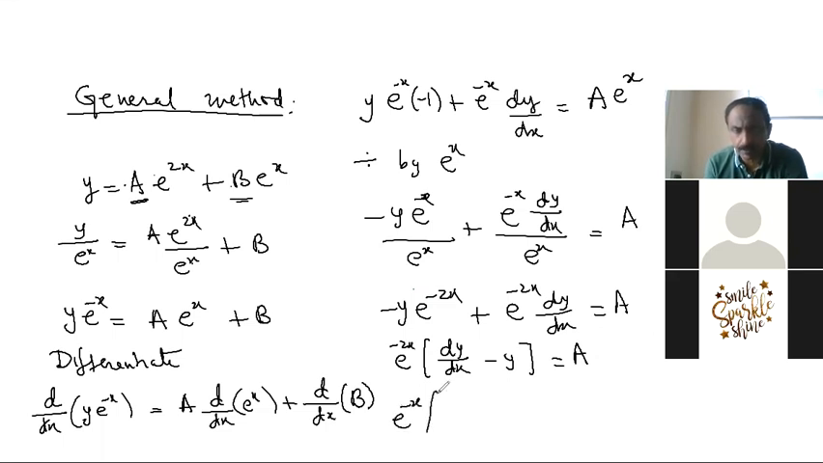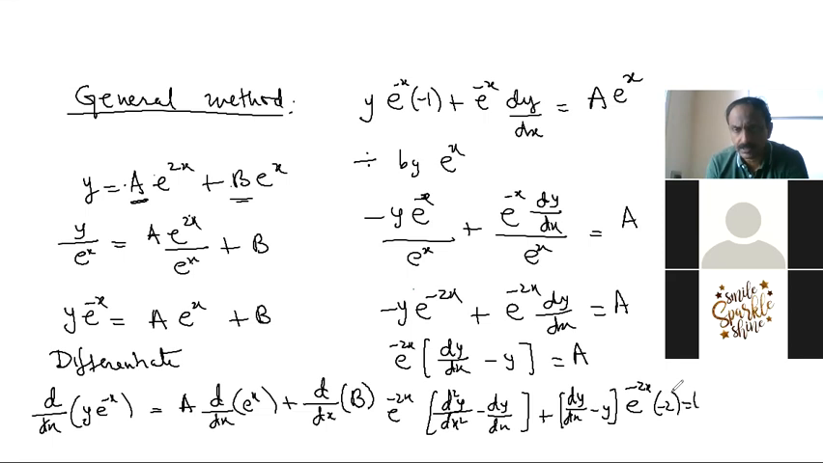So again I'm applying the product rule: e raised to minus 2x into the derivative of (dy by dx minus y). What is the derivative of this? d2y by dx2 minus dy by dx, plus (dy by dx minus y) into the derivative of e raised to minus 2x. The derivative of e raised to minus 2x is e raised to minus 2x into minus 2. The right hand side became 0. So automatically a and b got eliminated. Now you can write your answer.